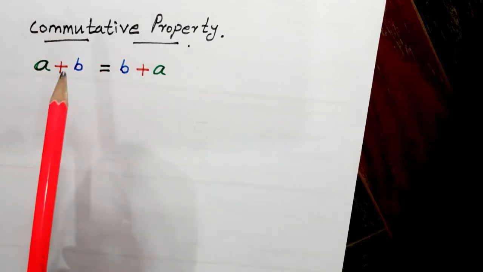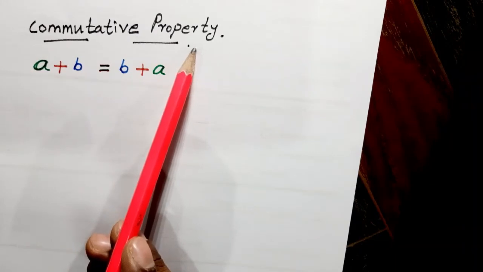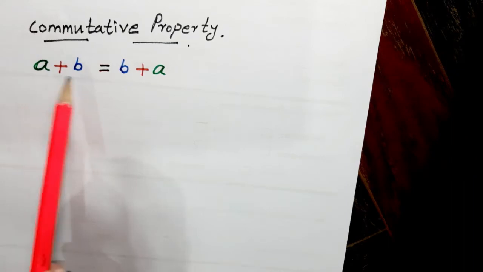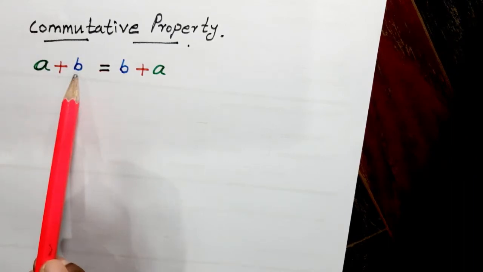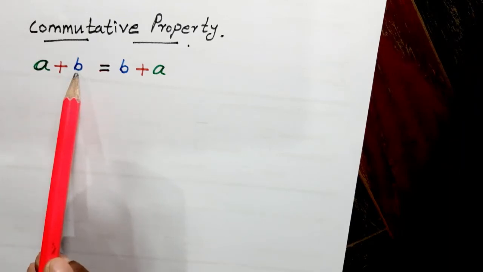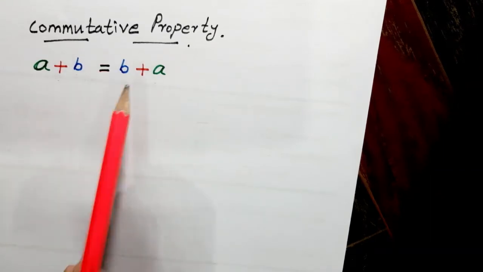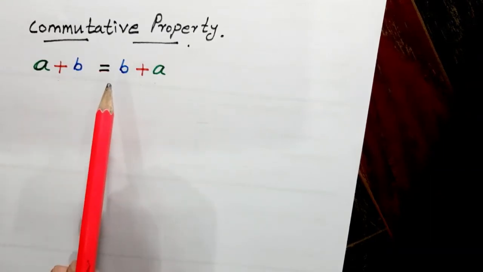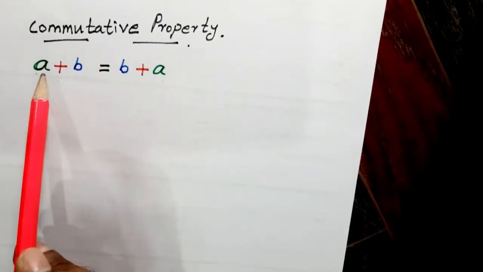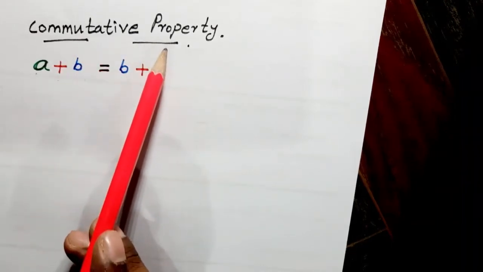Before we go to solve the problem, we have to recall this property, commutative property. What is commutative property? When we are going to add two numbers, here a and b are two numbers. When we get the answer by adding a plus b, it will be the same as b plus a also. So in the case of addition, we can change the order of the numbers. Here a is written first, here a is written second. So when we change the order, there is no problem. This property is known as commutative property.